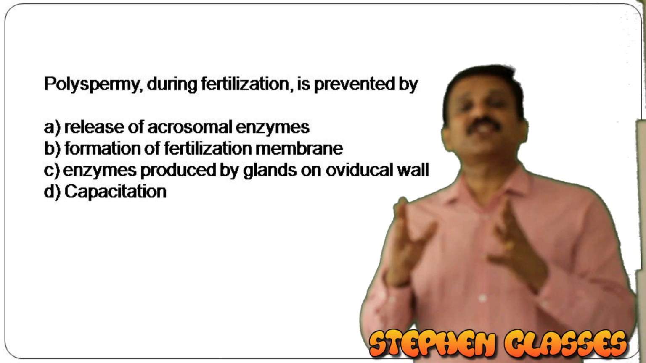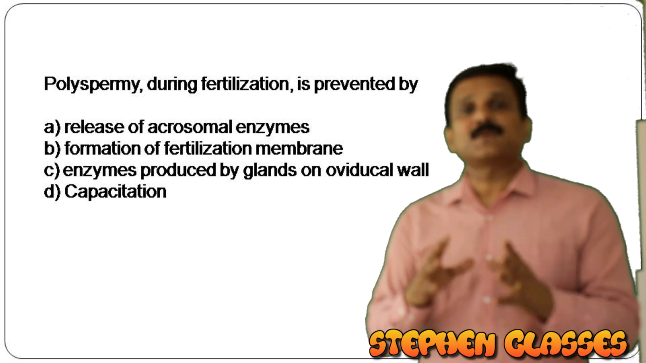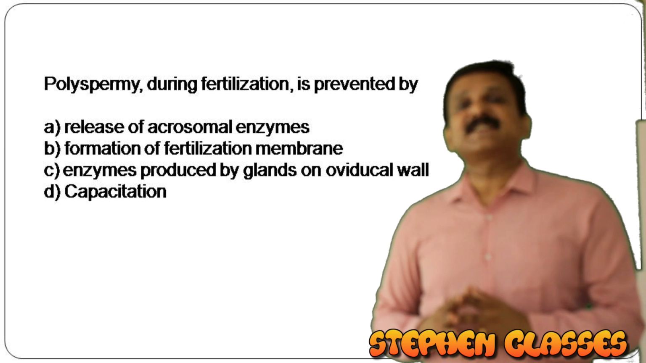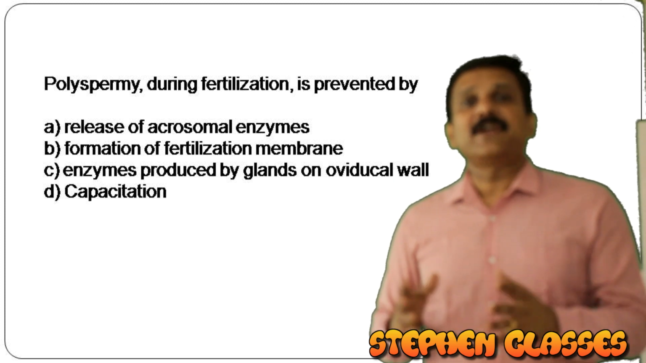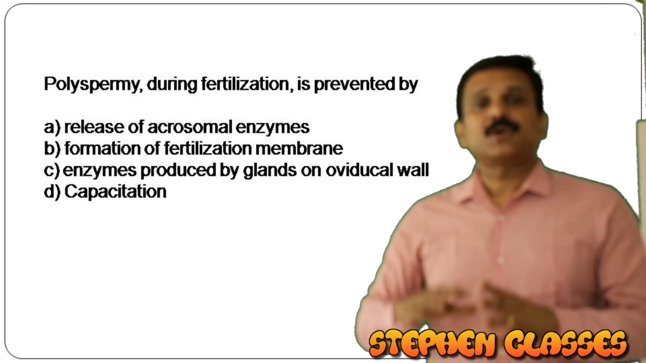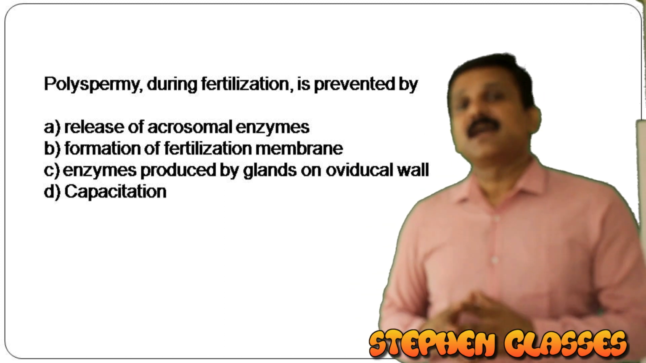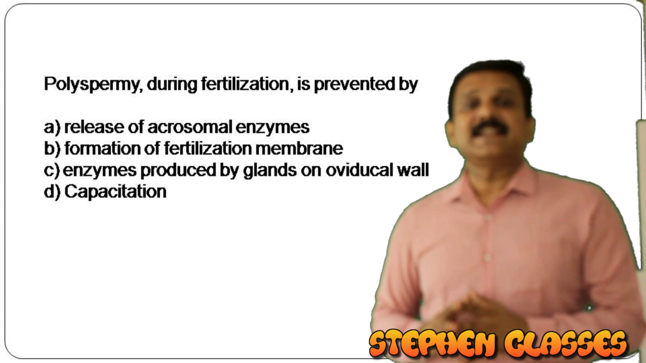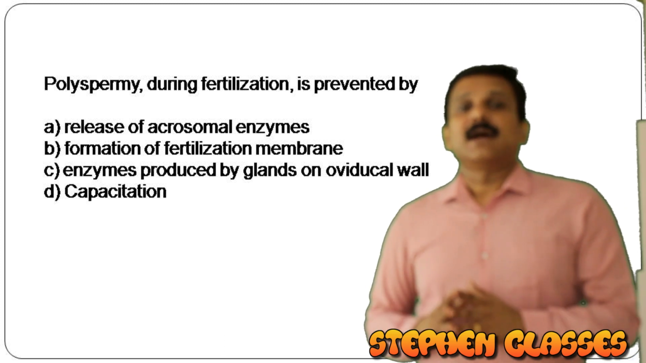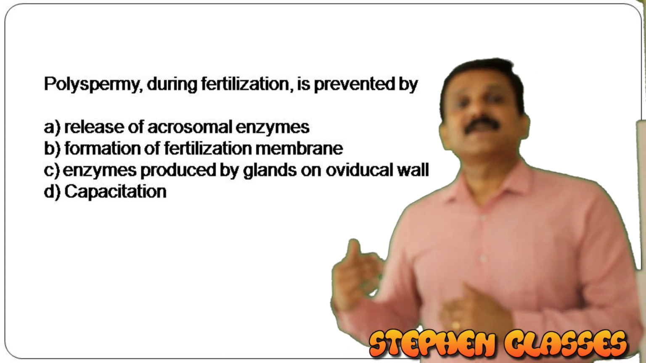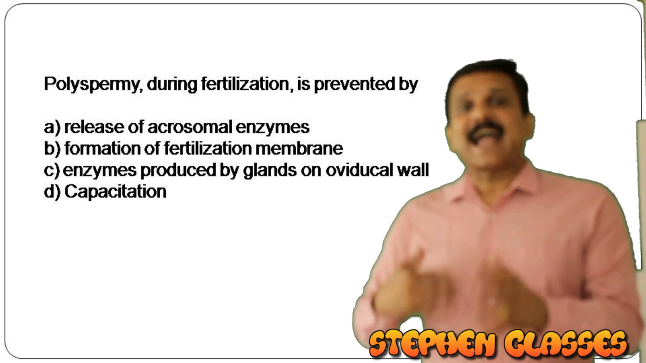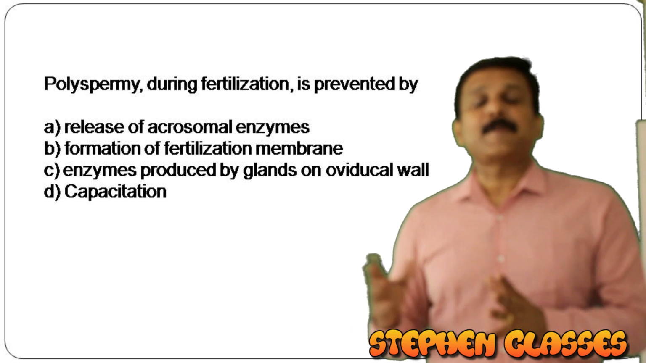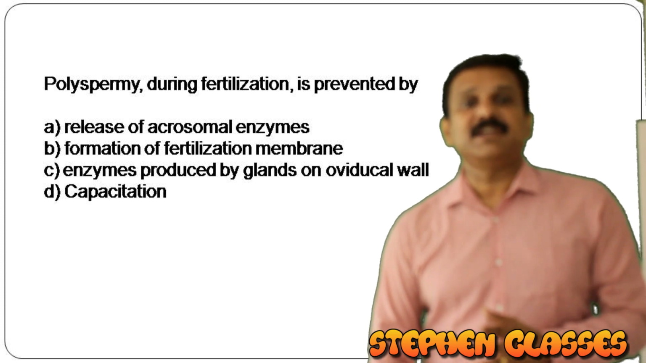So answer option B. What about option A? Acrosomal enzymes are within the acrosome, which is formed from the Golgi complex, and is part of the sperm cell. Acrosome has sperm lysins. Sperm lysins are hyaluronidase, zona lysin, acrosin, etc. These sperm lysins help to penetrate through the egg membrane. So the sperm lysins, the list and also their functions, you have to learn by heart. Now option C, enzymes produced by glands in the oviductal wall. Capacitation is applicable for the sperm cell. The sperm cell gets activated, and that activation to fertilize the ovum is called capacitation. So it is applicable for the sperm cell. So here the answer is option B.